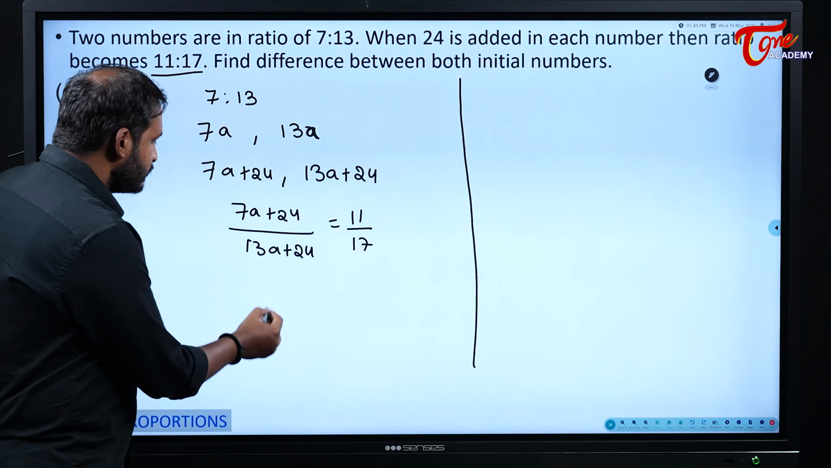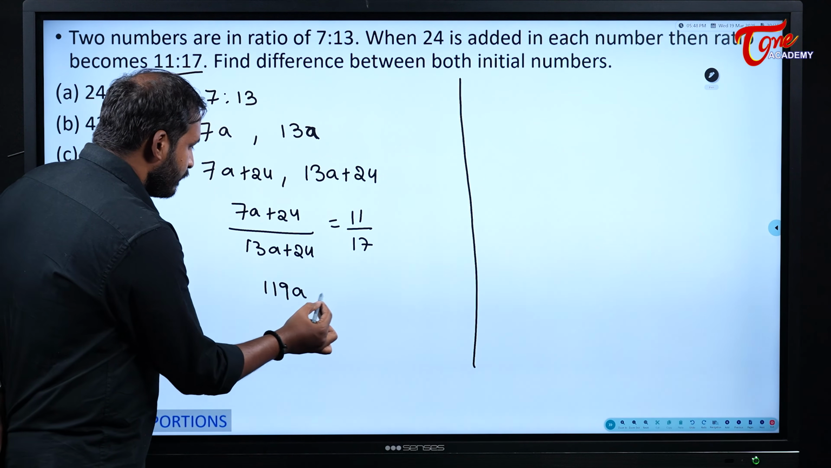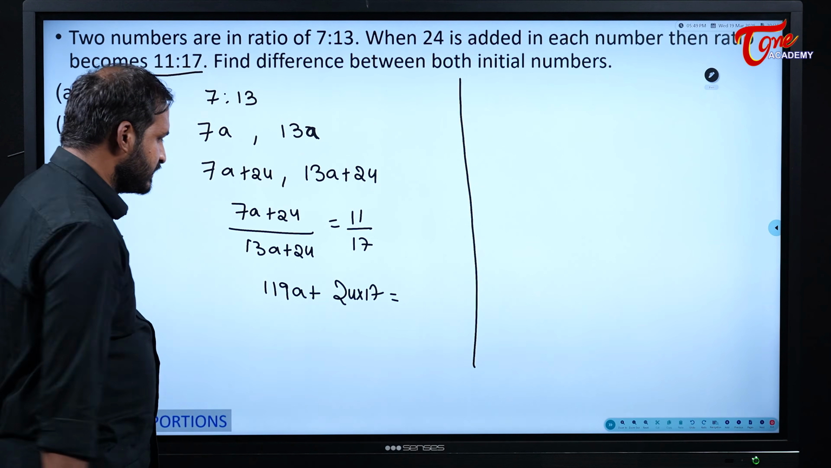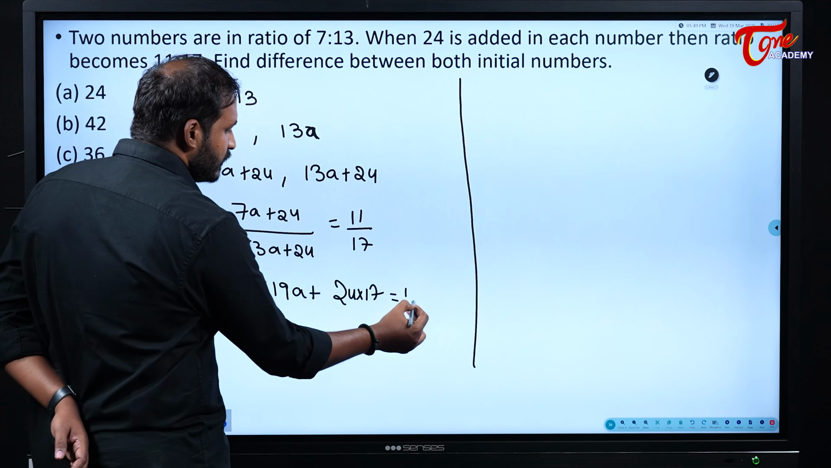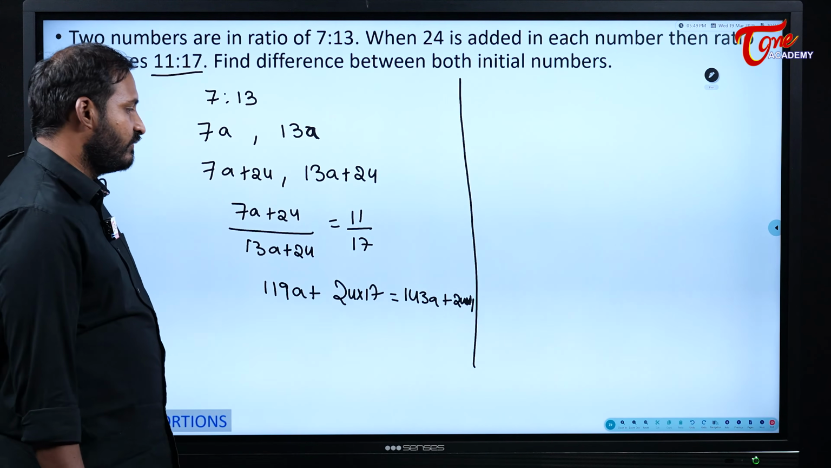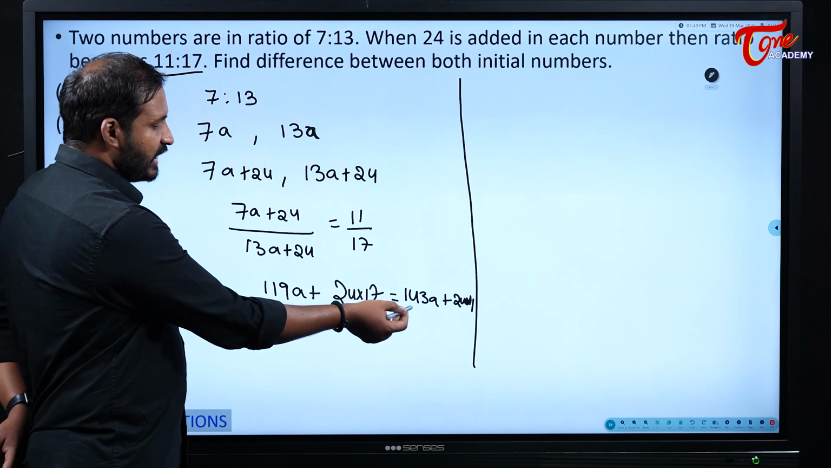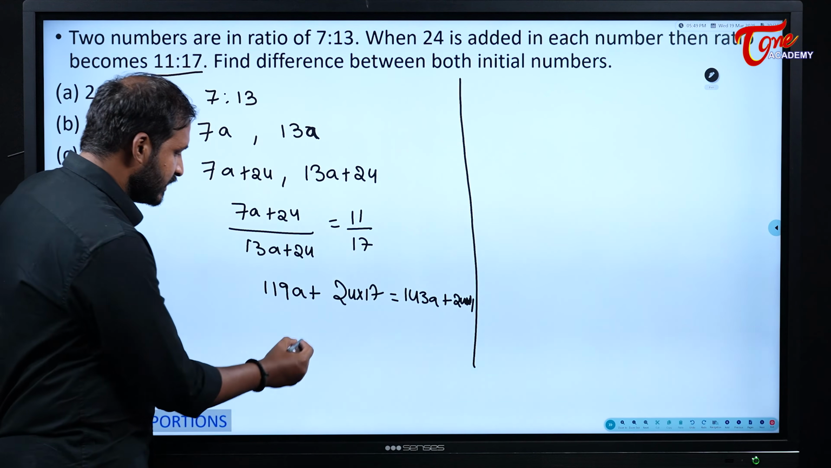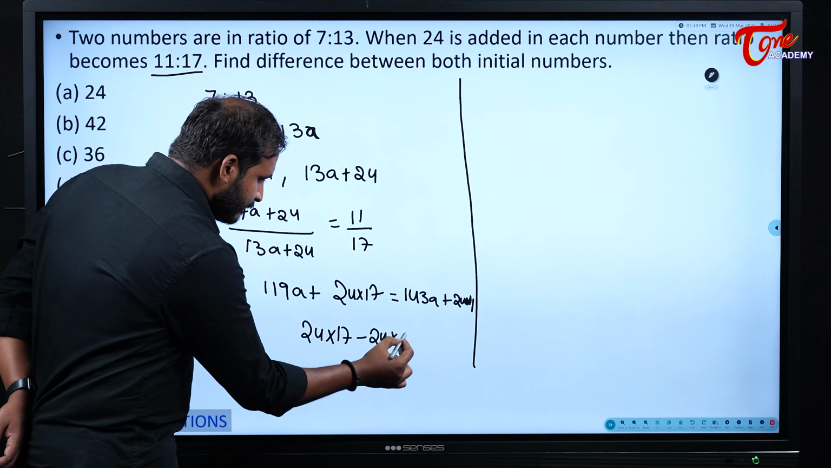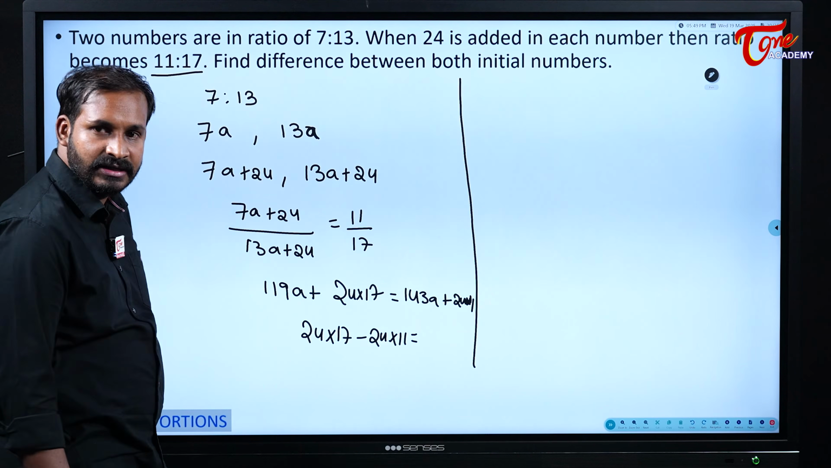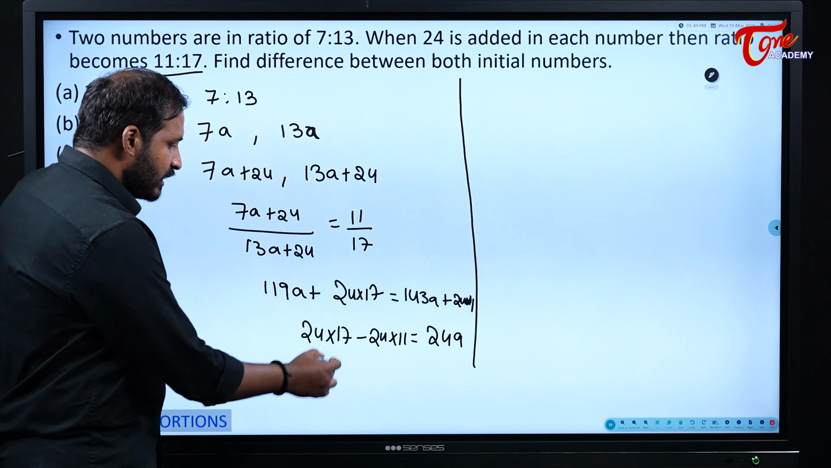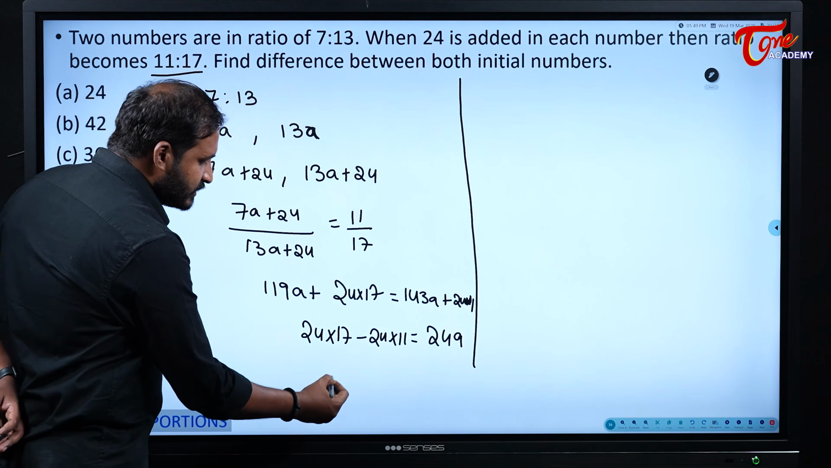17 sevens are what it becomes? 119a plus 24 into 17. Put like that only. It is a waste of time calculating. So I will write the same thing. 13 into 11 becomes 143a plus 24 into 11. So now I will send this 119a to that side and 24 into 11 to this side. So it becomes 24 into 17 minus 24 into 11, that is equal to 143 minus 119, which is 24a.